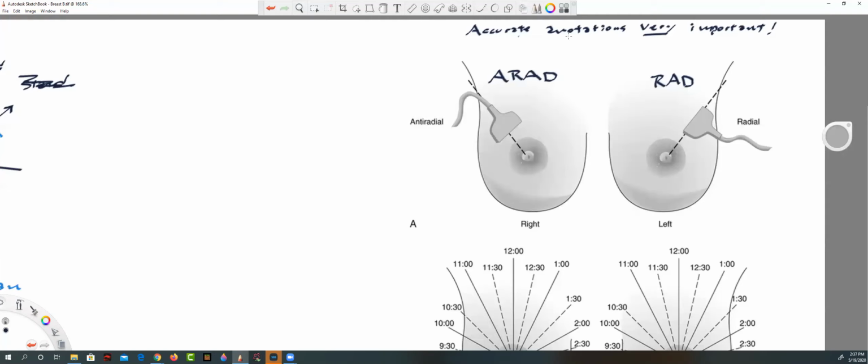Once again, accurate annotations are very important. Very important, because if there's something here and you don't say it's there, and in fact the doctor thinks it's here because you didn't give them enough information, that is of major importance. So it's very important to annotate carefully with this. Anti-rad.